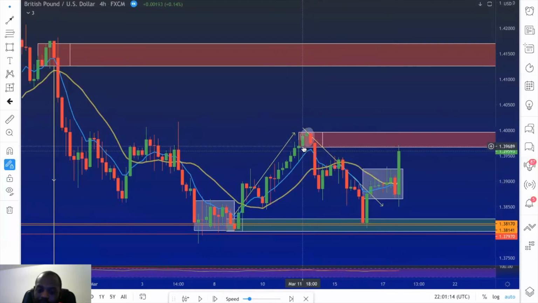At the open. There you go. Boom, right here. It pierced it. Look how it went in there and came right back out. You'd have made money off that. Measure the pips, you can see how many pips you'd have made.